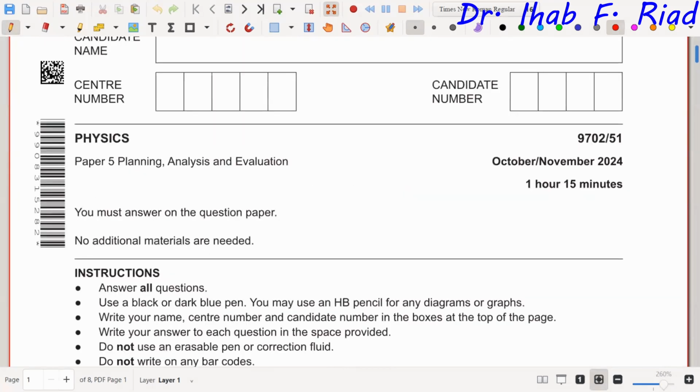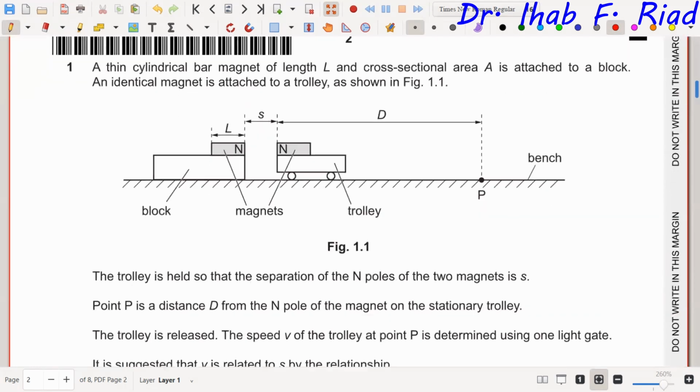So today we are going to go through this exam. It is October, November 2024, variant 51. Now let me show it to you. So this is what it says.